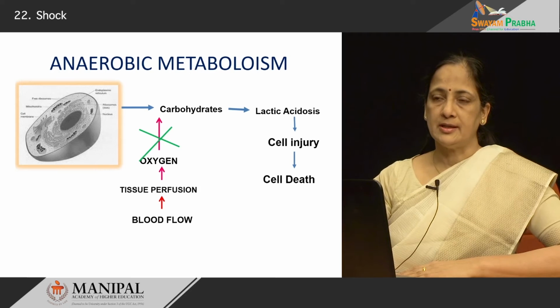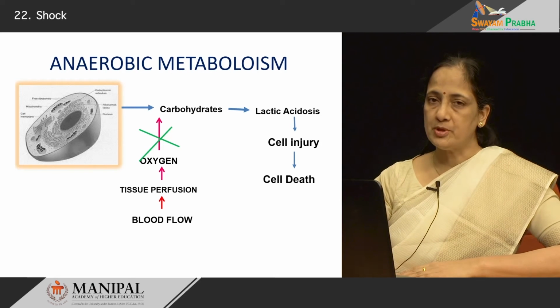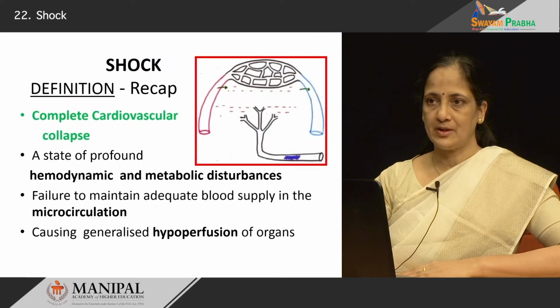If, however, the condition that is causing the hypoperfusion of tissue continues, then the acidosis becomes progressive. The cells which were initially reversibly injured become irreversibly injured until finally there is cell death.